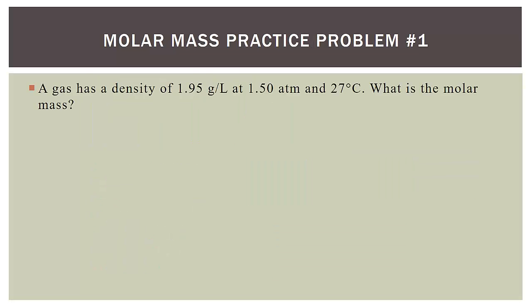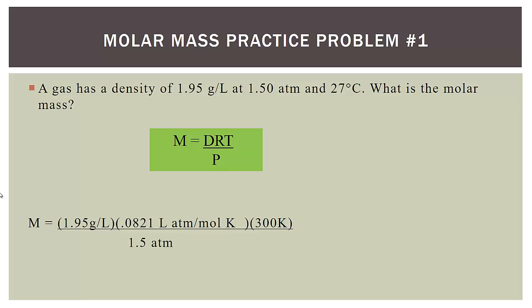The first one says a gas has a density of 1.95 grams per liter at 1.5 atmospheres and 27 degrees. What's its molar mass? So there's our equation. What do we have? Well, we have density, we have pressure, and we have temperature, so we want to solve for our molar mass. We're just going to plug and chug here, put our numbers in, do the calculations and end up with 32 grams per mole. So it's a pretty easy way to find the molar mass as a derivation of the ideal gas law.